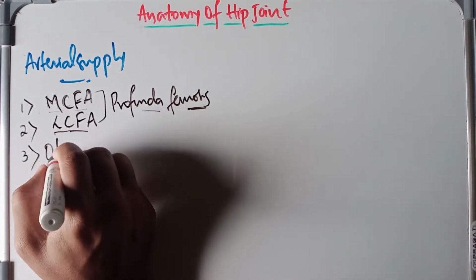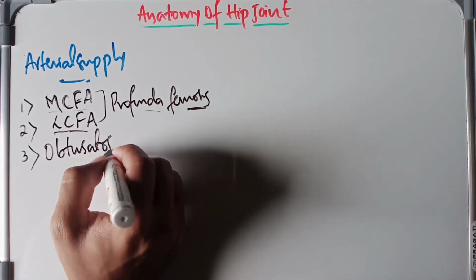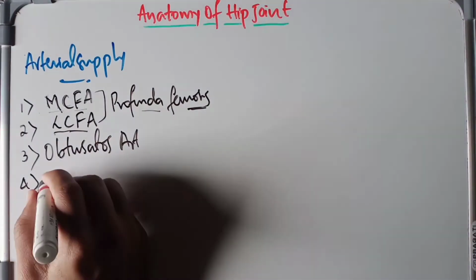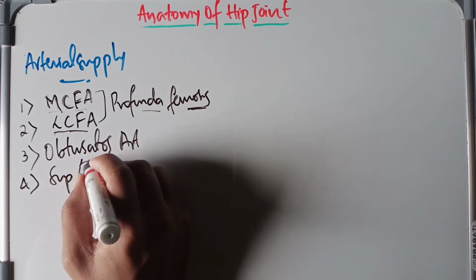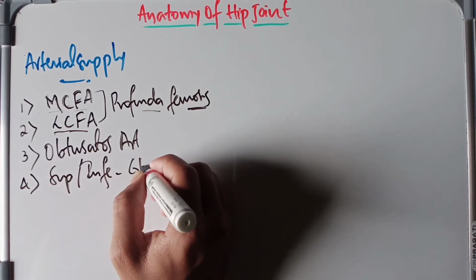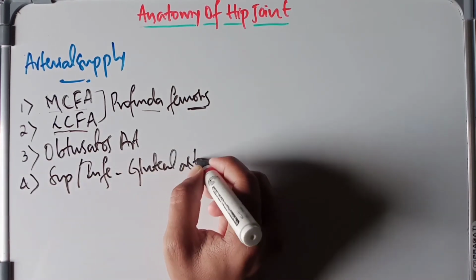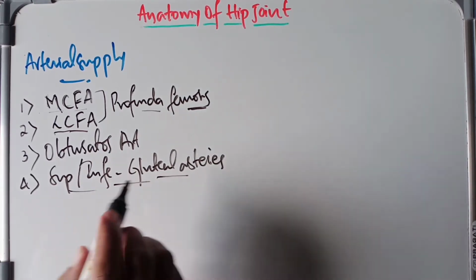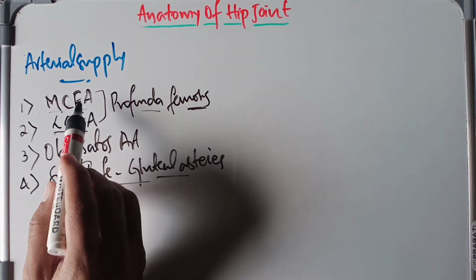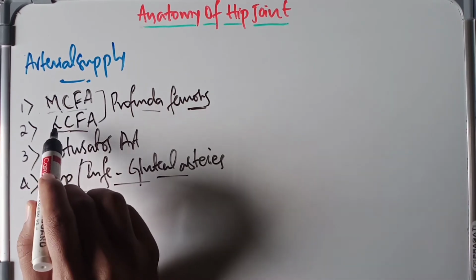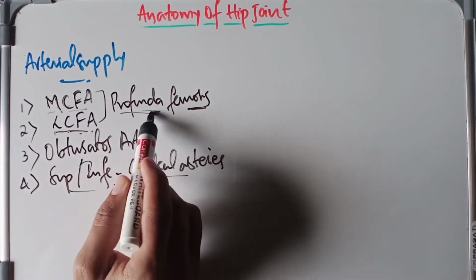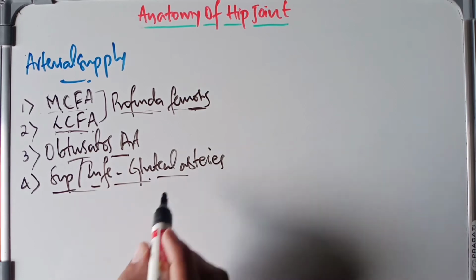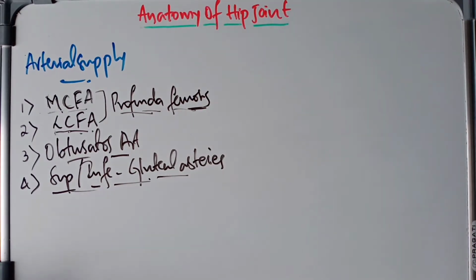We also have some other arteries. One is called the obturator artery, and it is also supplied by the superior and the inferior gluteal arteries. These are branches of the internal iliac artery, right? So these are the different blood supplies of the hip joint. We have the medial and lateral circumflex femoral arteries from the profunda femoris artery, the obturator artery, and the superior and inferior gluteal arteries, and this is about the blood supply of the hip joint.